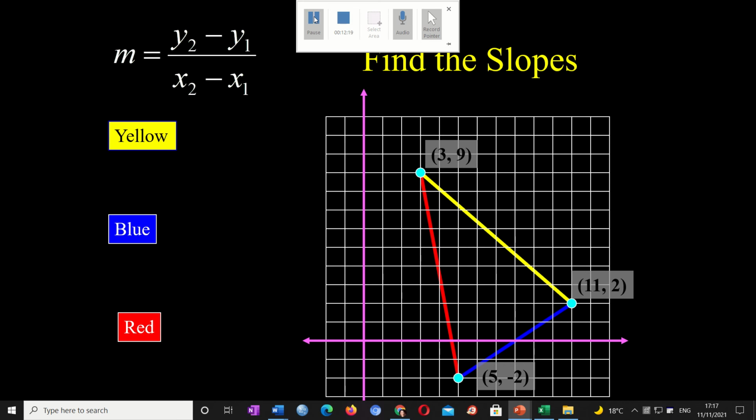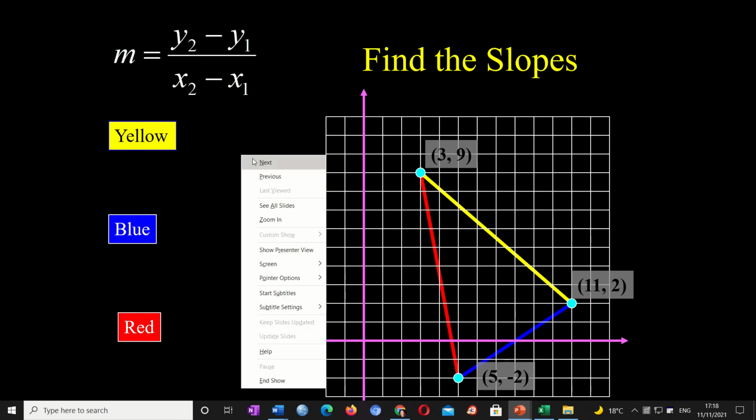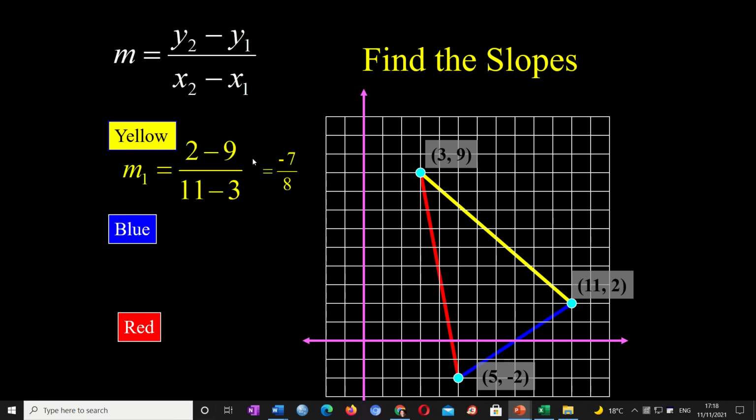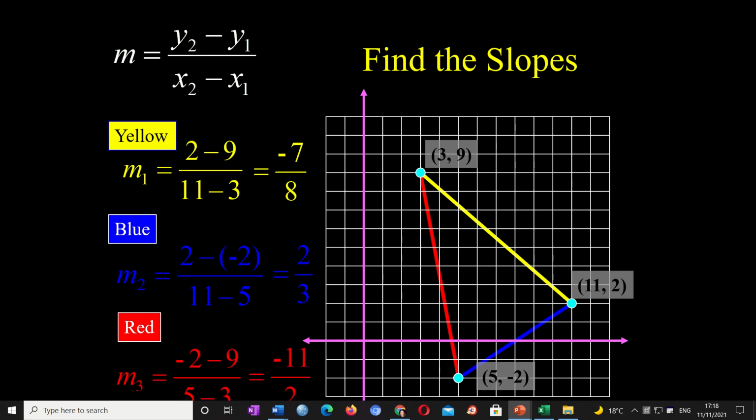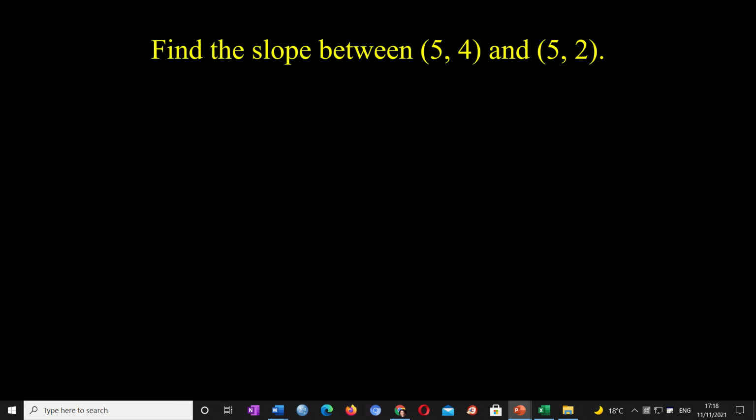This is the slope formula for the yellow one. Our answer is minus 7 over 8. Okay, good. For the blue one, our answer is 2 over 3. Good. And for the red one, our answer is minus, what is it? 11, 2. Great. Yes, that's it. Thank you very much.